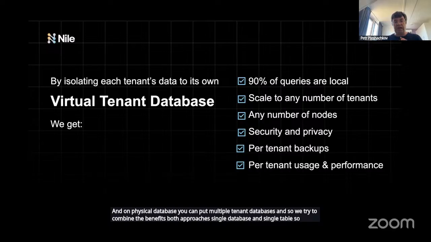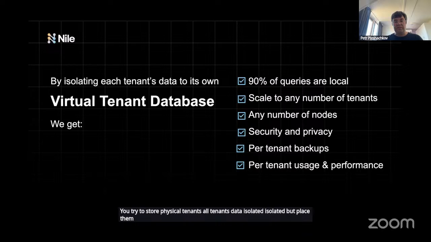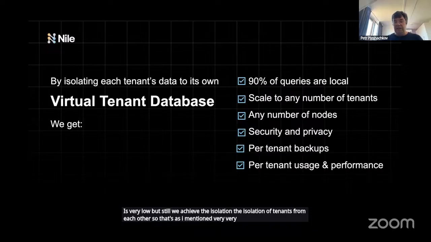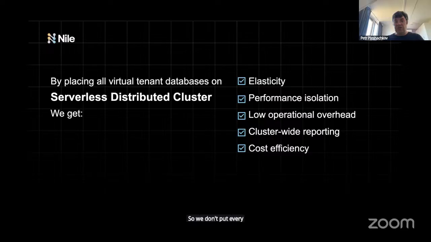We try to store all tenants' data physically isolated, but place them on a cluster of Postgres nodes. We try to achieve a very low cost per tenant, but still achieve the isolation of tenants from each other. That's, as I mentioned, very, very critical. By placing it on a serverless distributed Postgres cluster, we just try to achieve low cost. So we don't put every tenant on a dedicated database.